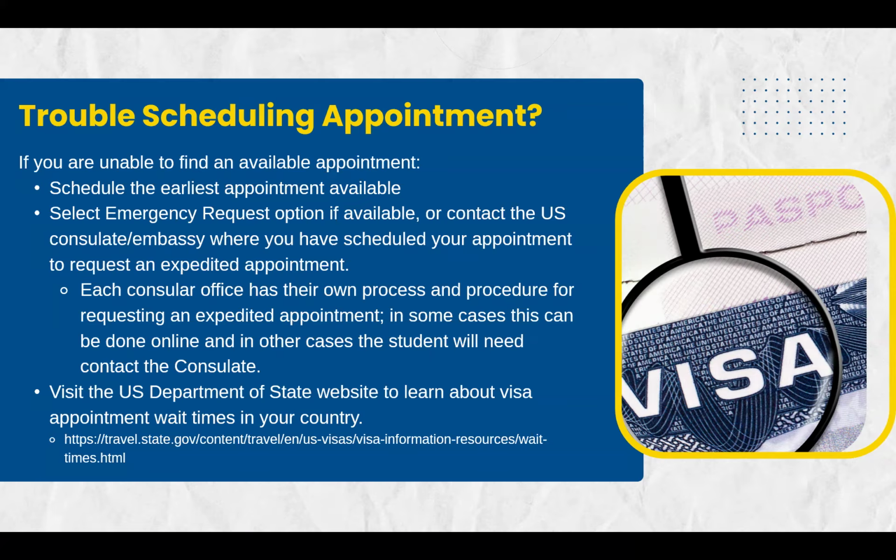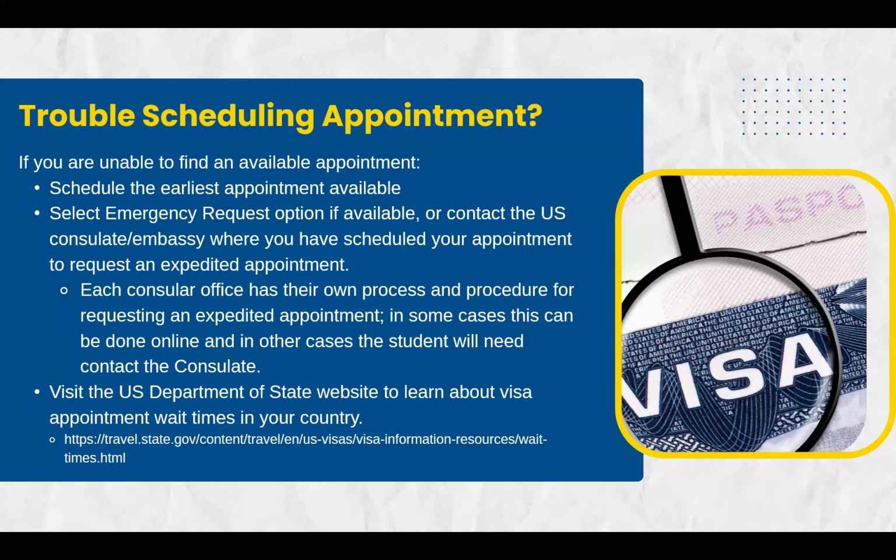So let's say you're looking at visa appointment availability, and they don't have anything available until, say, mid-August, late August, something like September. Then yes, you would be eligible to do the expedited appointment request process because you need to arrive in the U.S. before that to attend the fall 2026 semester. Each consular office does have their own process and procedure for requesting an expedited appointment.